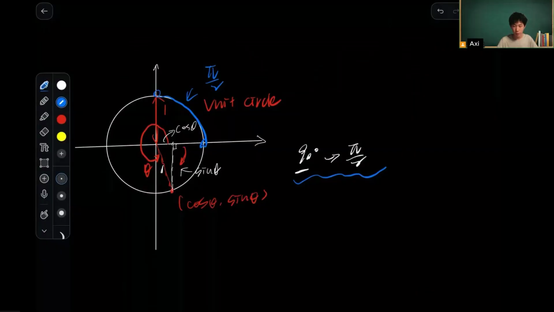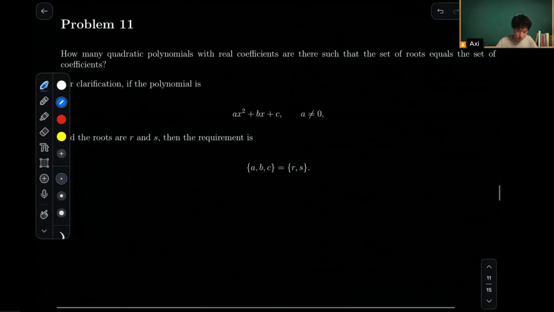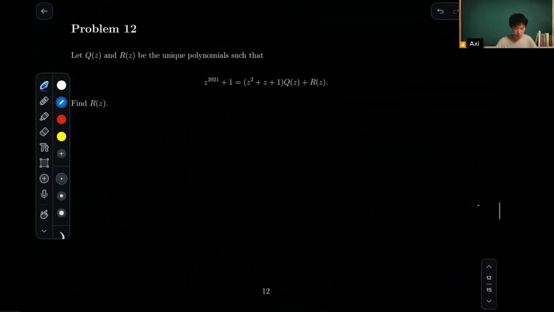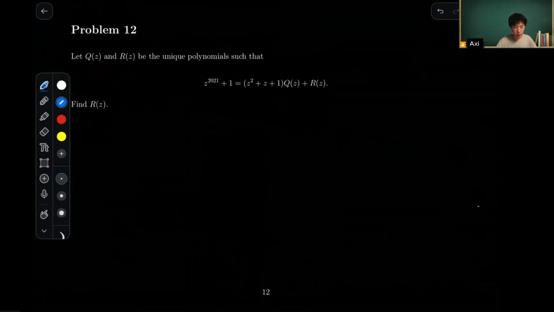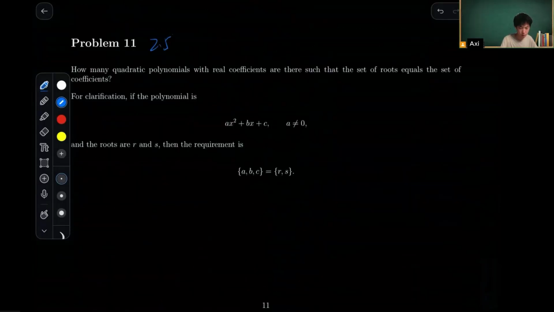And let's take a look at homework. Do some algebraic manipulation, then try to graph it in the coordinate plane. See if you can do it properly. Problem 11 requires the Vieta formula, and this can help you train your experience with this very famous theorem. Problem 12 is also quite a cool problem from AMC12. I would say the difficulty is around 3. Last one might be 2.5, again a tricky problem.